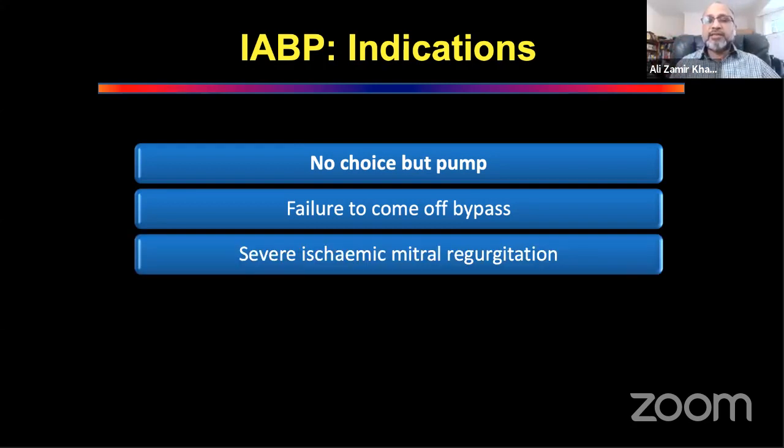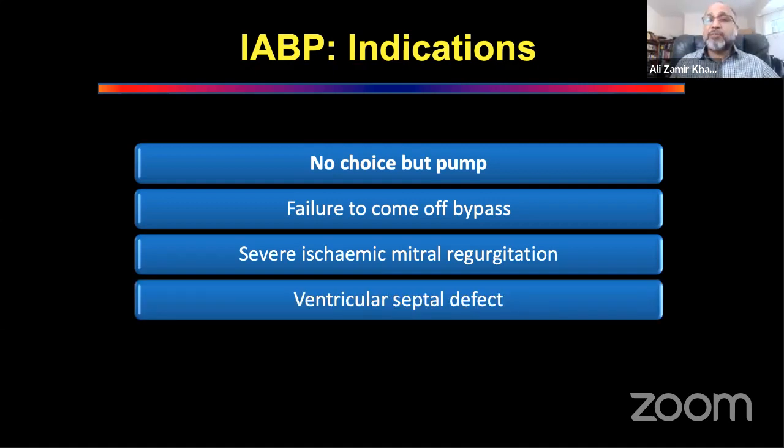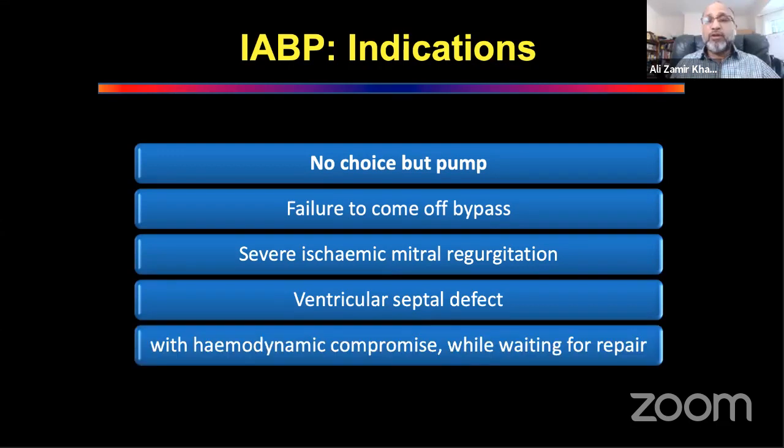The second one is severe ischemic mitral regurgitation. Again, in ischemic mitral regurgitation, it's a failing heart. We'll talk about this when Vikas does the talk on mitral regurgitation. The third point is a ventricular septal defect. In both of these, ischemic mitral regurg and VSD, it works best when you are in hemodynamic compromise and you're waiting for repair. These are the sickest patients, and so these are the ones where you want to put in a balloon before you take them to theater. So that's the first one, no choice but pump.